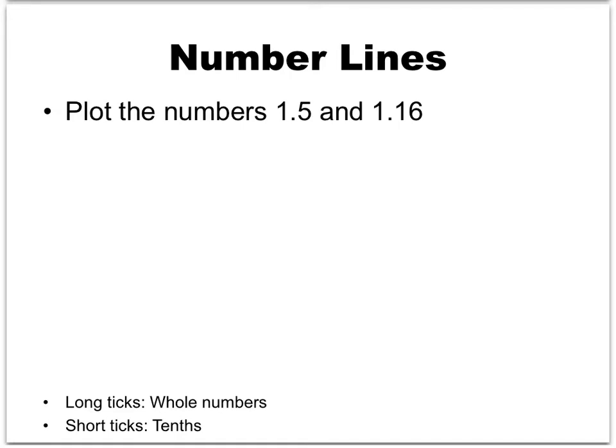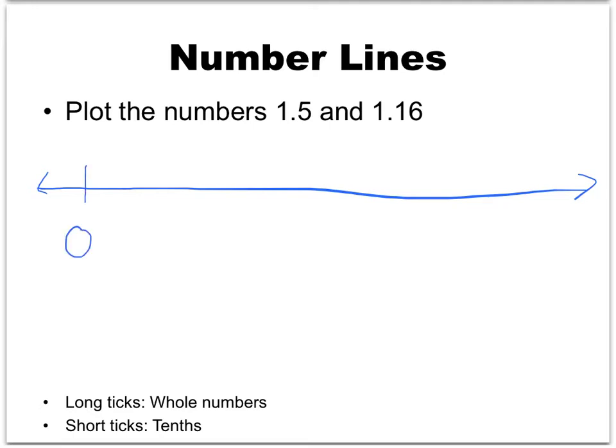Now let's look at how we can represent decimals on a number line. And so let's plot the numbers 1.5 and 1.16. Now when we draw a number line, we start off with drawing a horizontal line. We put arrows on the end to indicate that the number line keeps going on forever. And then typically we put a long tick mark here to represent the number 0. Typically we start at 0. We don't have to start at 0, but we often do.